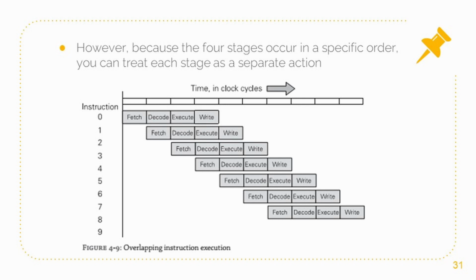2. Superscalar execution. Superscalar CPUs have multiple execution units capable of processing multiple instructions simultaneously within the same clock cycle. These execution units can operate independently and execute different instructions concurrently, allowing for greater instruction-level parallelism and faster overall execution.